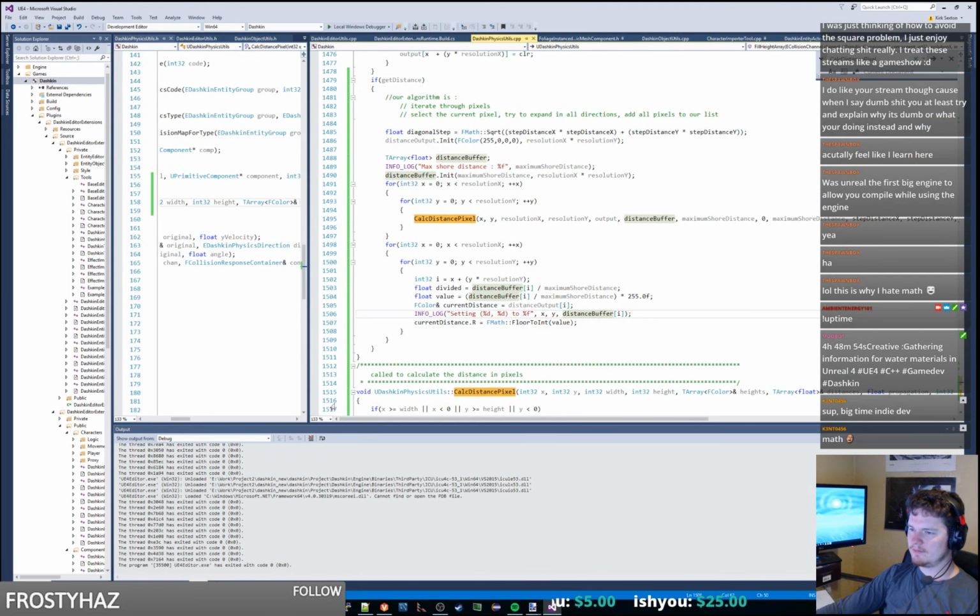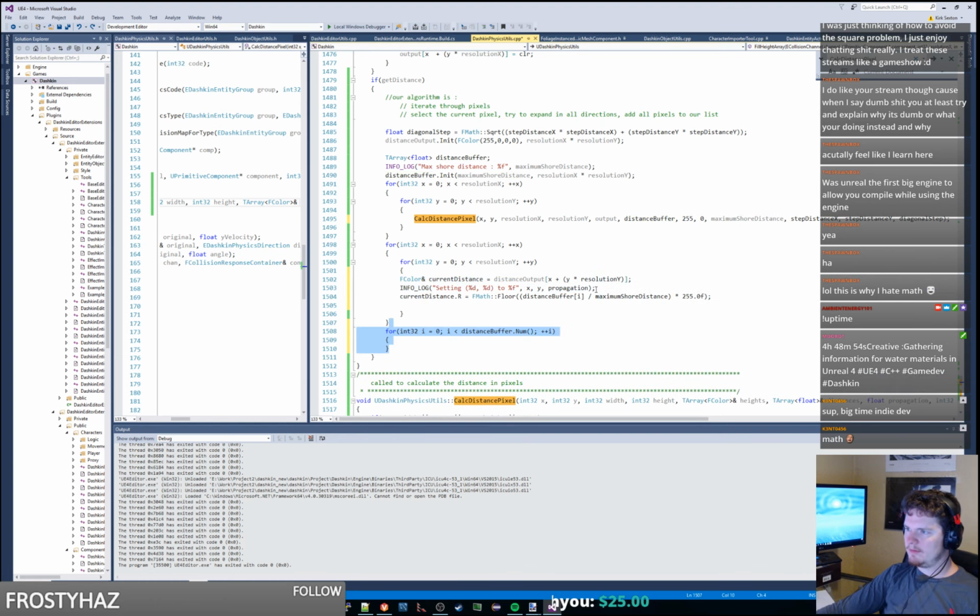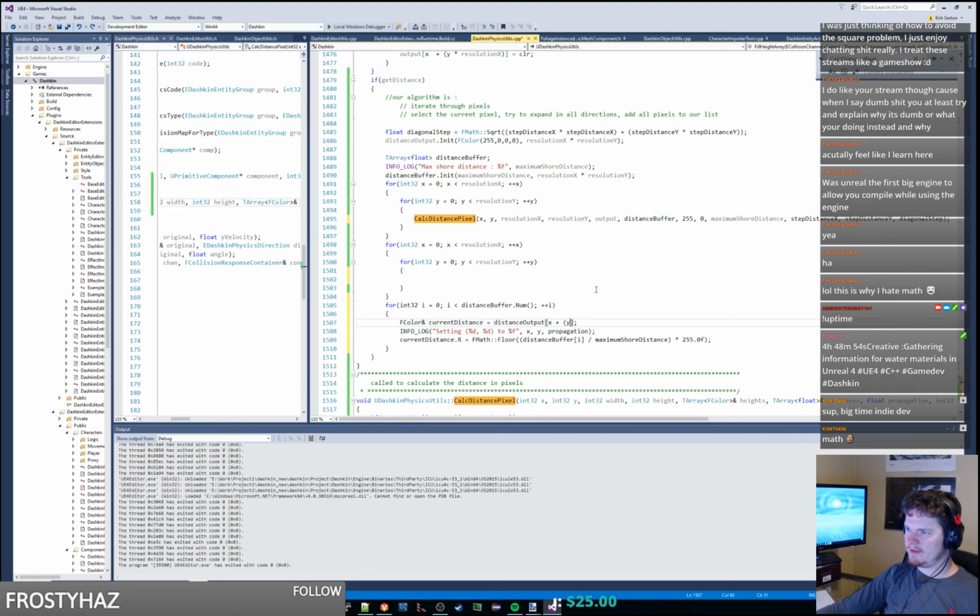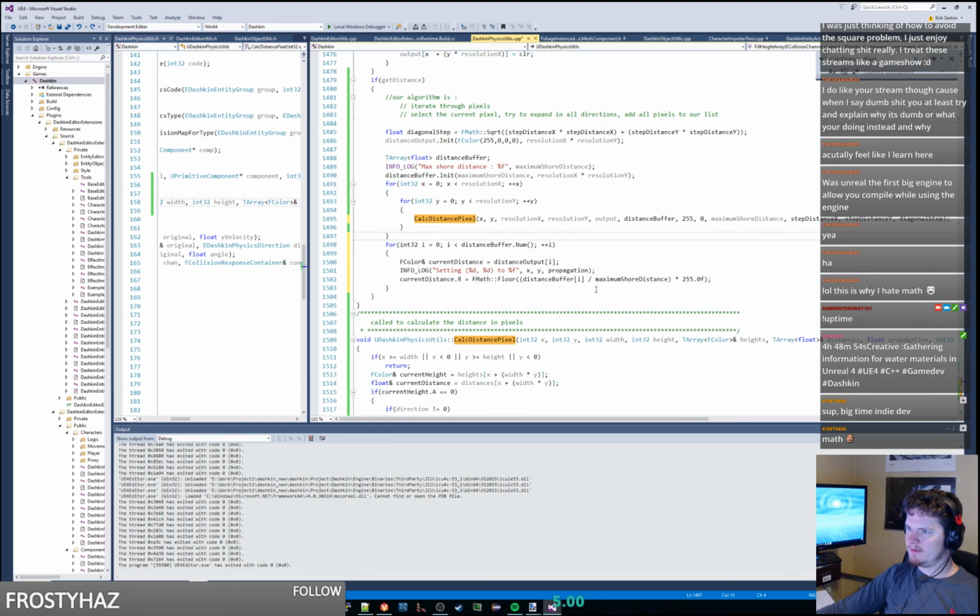Alright, well I'm going to leave this buffer in here because it's actually a little bit more flexible to do this distance buffer for later.